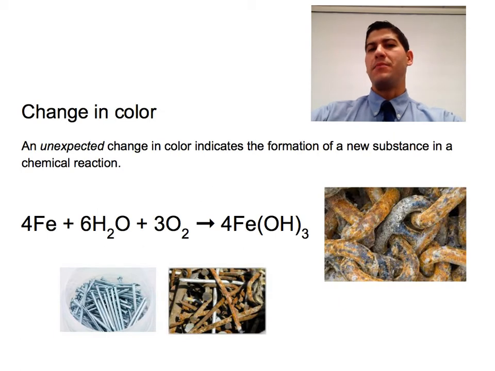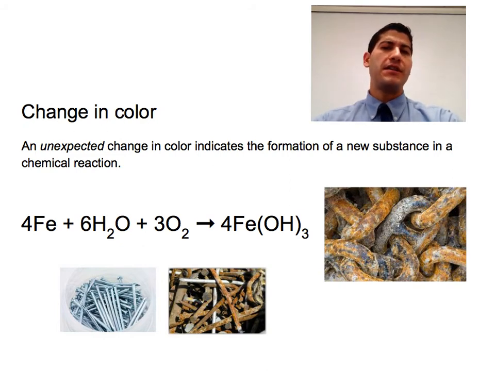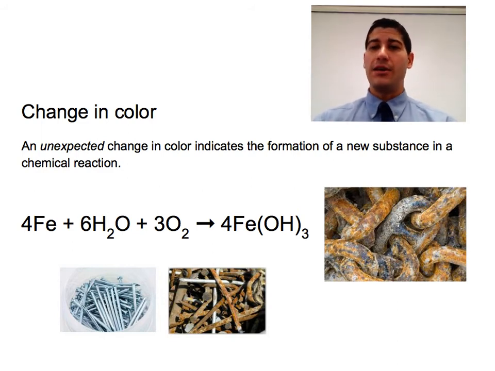In the last example, lead iodide, that precipitate, was a yellow color. That's an example of our fifth sign of a chemical change, a change in color. Usually that change in color needs to be unexpected. You mix two clear solutions, you don't expect them to turn yellow.